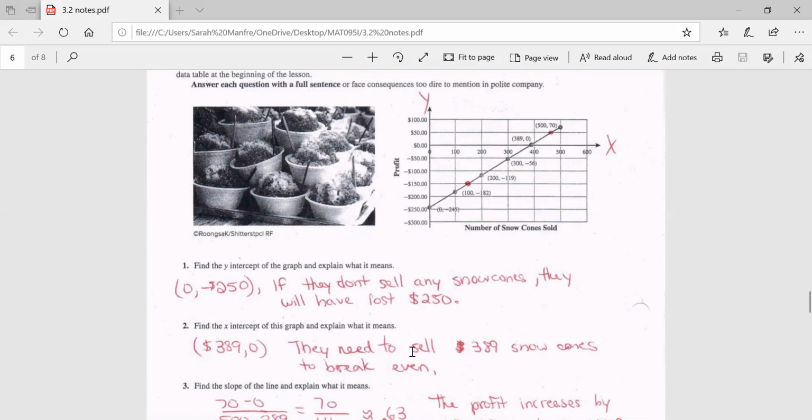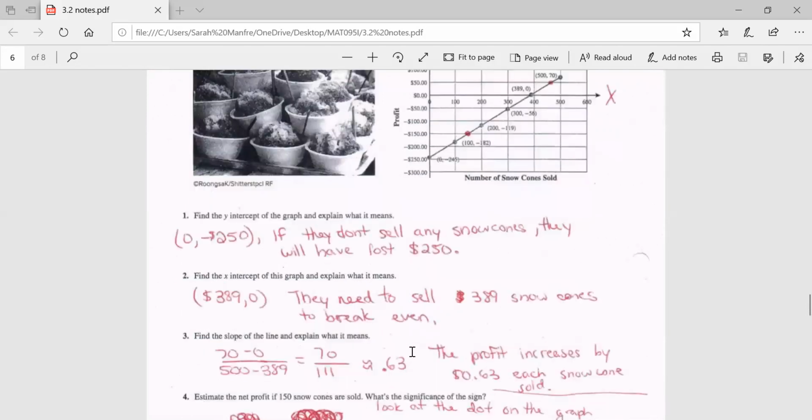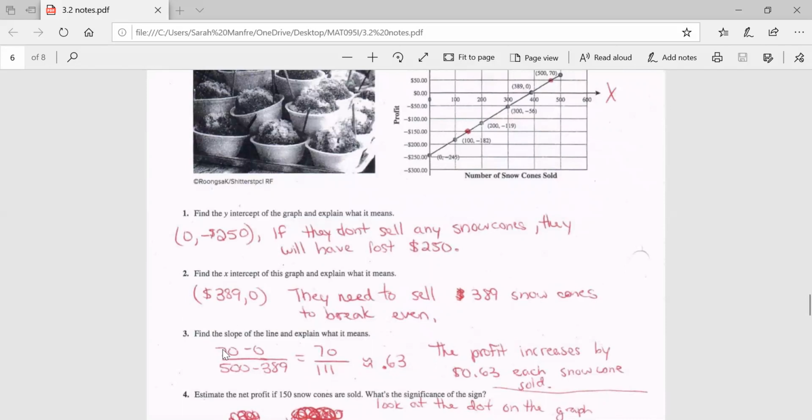That means that they need to sell 380 snow cones just to break even. Find the slope. I chose these points, 500, 70 and 389, 0. It does not matter which 2 points you choose. You could choose whatever points you want. Just make sure that you got the same answer as me.